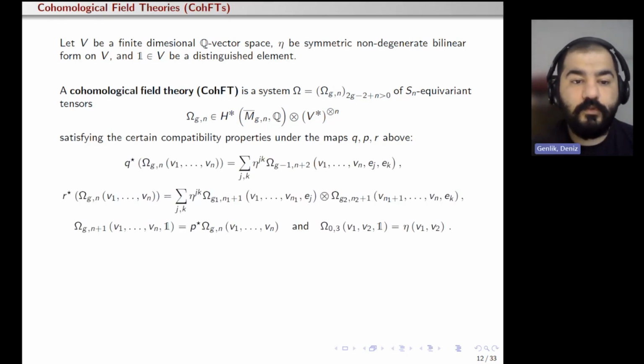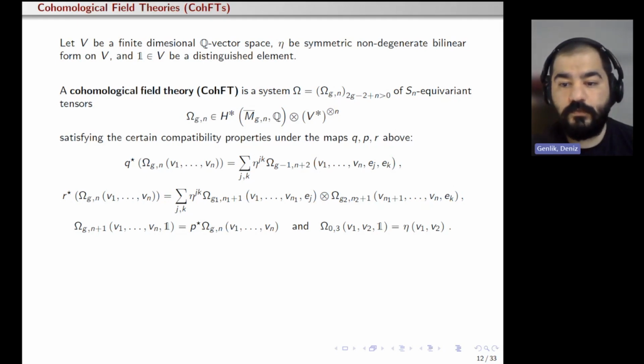These are the axioms. Pullback by these maps relates the elements of this system of tensors. For example, the first two basically say that if you pull back by q and r, it is related to the other elements by a contraction with the non-degenerate form. If the first two conditions are satisfied, we call this system a cohFT. If the third line is satisfied, we call this system a cohFT with unit, and 1 is the unit of the cohFT.